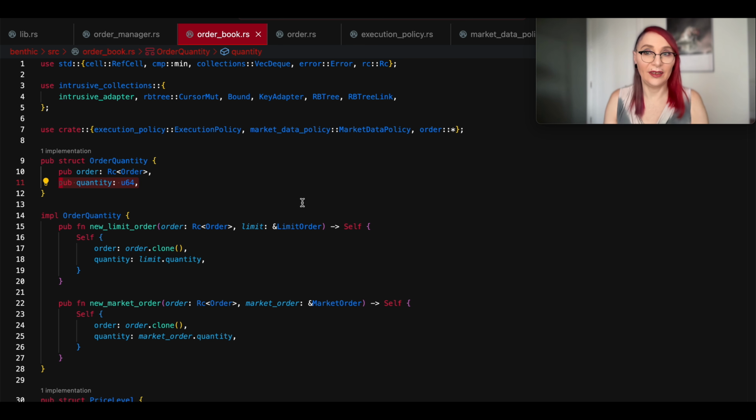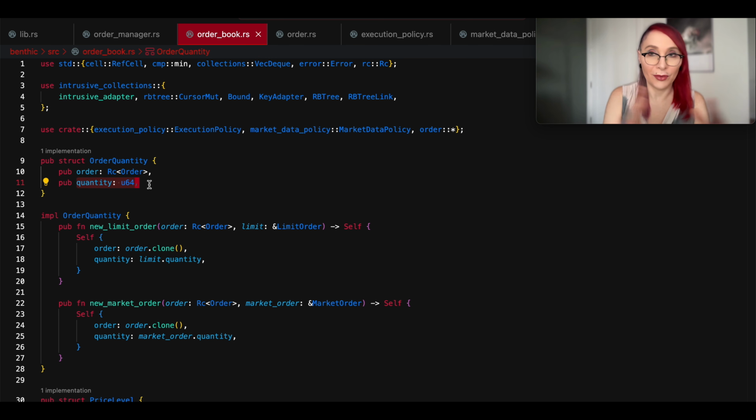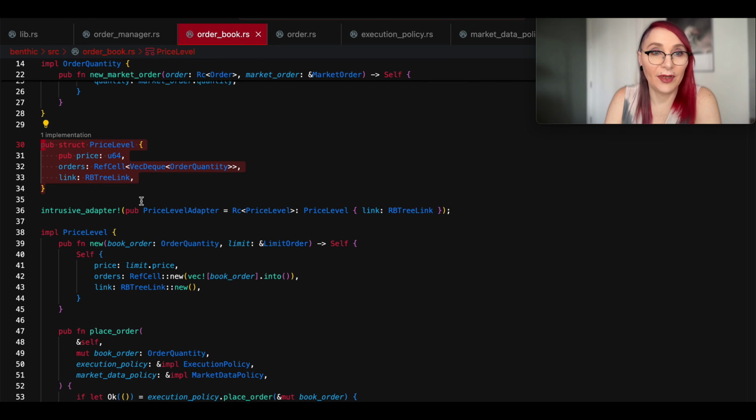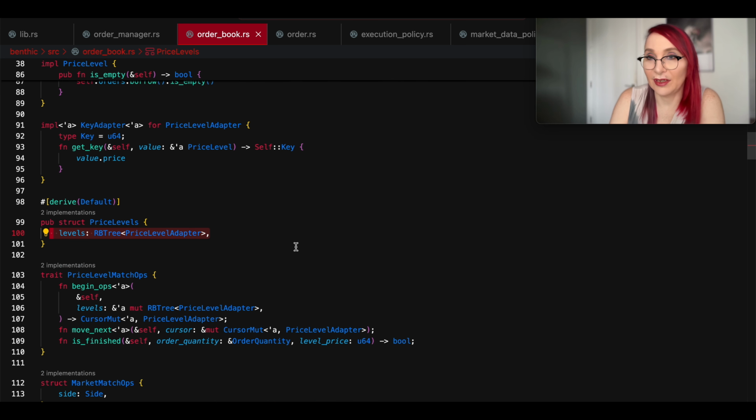An order has some quantity in the order. Say I order 10, but after a portion of this order gets executed, there's some quantity left that is unexecuted. So that's the quantity, and it starts from full quantity and keeps going down like a progress bar. All right, so a price level is an entry in an intrusive RBTree using this RBTree link with orders, which is a queue of order quantities. And the price levels just contains levels, which is an RBTree of those levels.